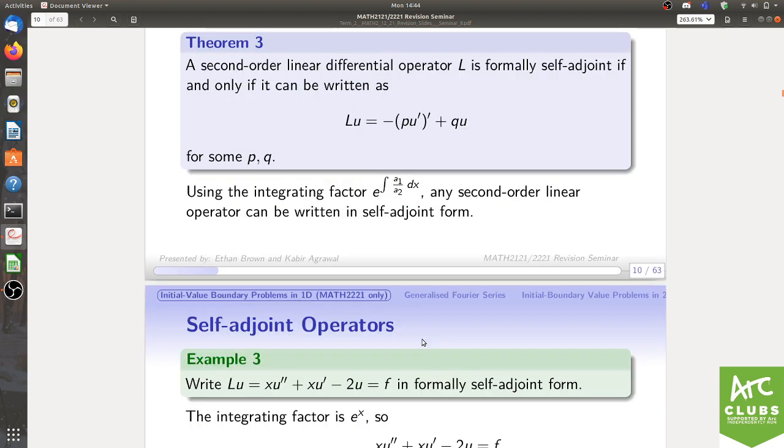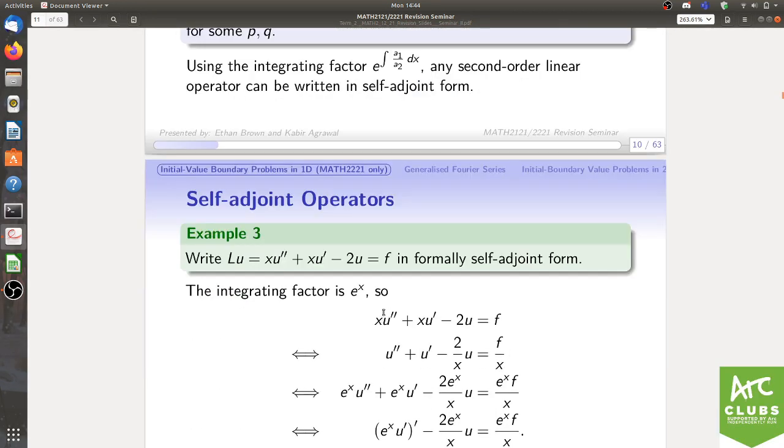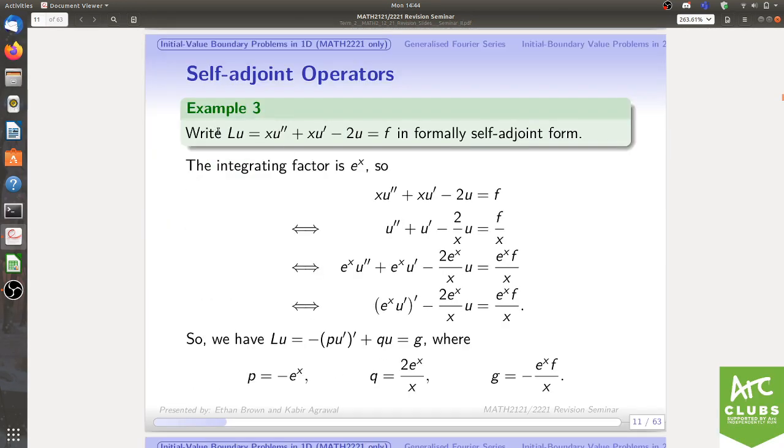Okay, so let's suppose that we wanted to write the following differential equation in formally self-adjoint form. So we begin by writing out the left-hand side of the equation. We don't need to really worry too much about that. And what we can do after that is make it monic.